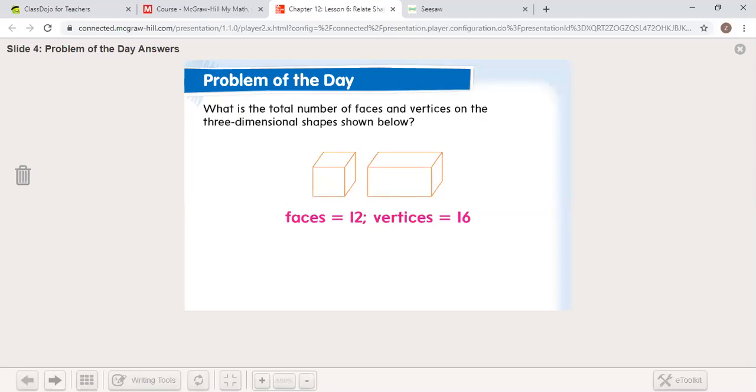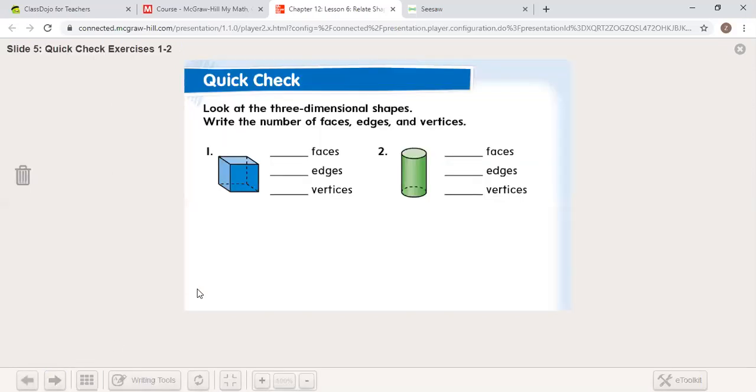All right, you should have had 12 faces and 12 vertices because the cube and the rectangular prism each have 6 faces and they both have 8 vertices. All right, let's look at these. Number 1 and number 2, go ahead and look at the cube. Go over how many faces, edges, and vertices it has, and number 2, the cylinder, same thing.